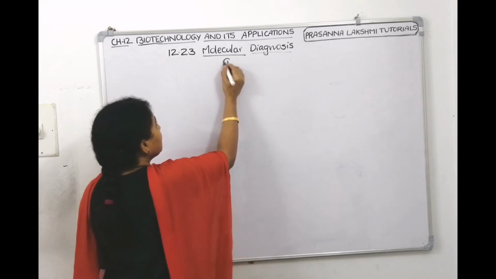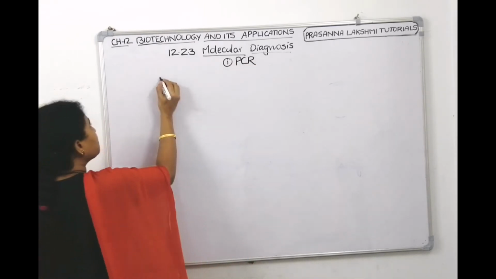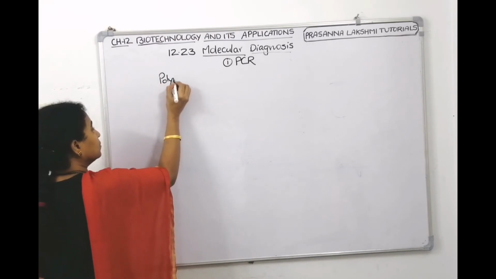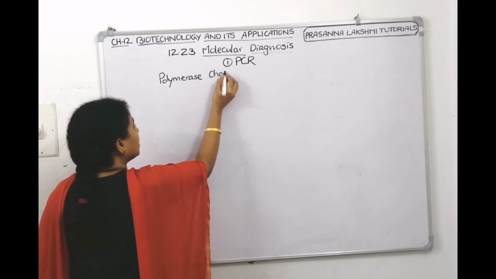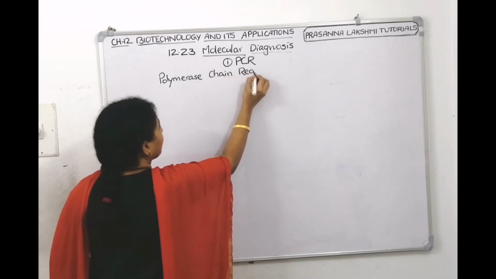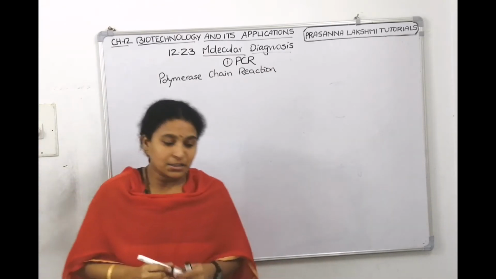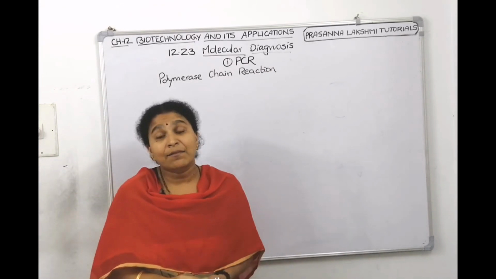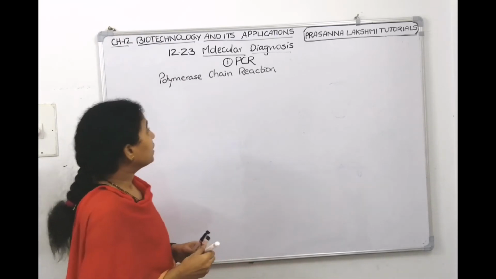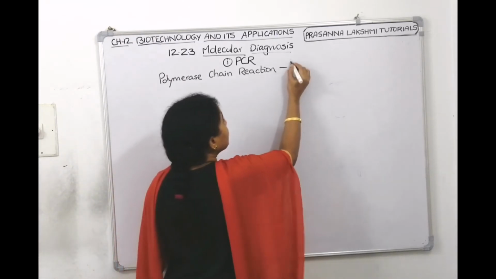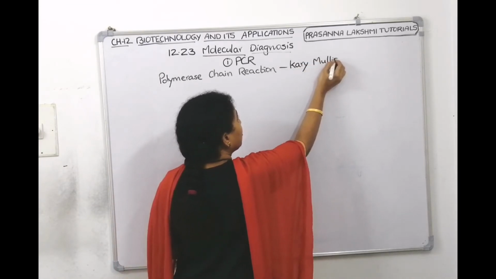The first technique we are talking about is PCR. I told you PCR is polymerase chain reaction. Now we know that PCR, the polymerase chain reaction, was developed by a scientist called Kary Mullis. Who developed this polymerase chain reaction? It was developed by a scientist called Kary Mullis.